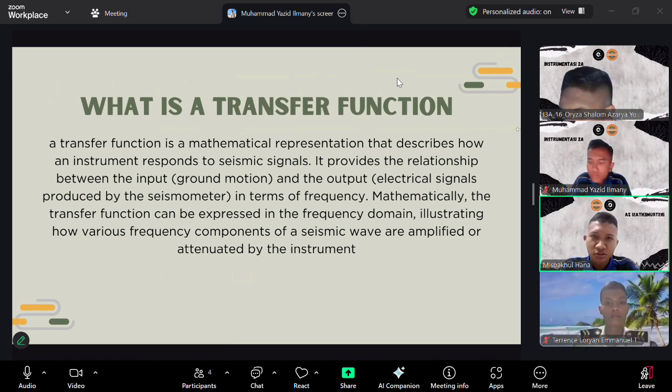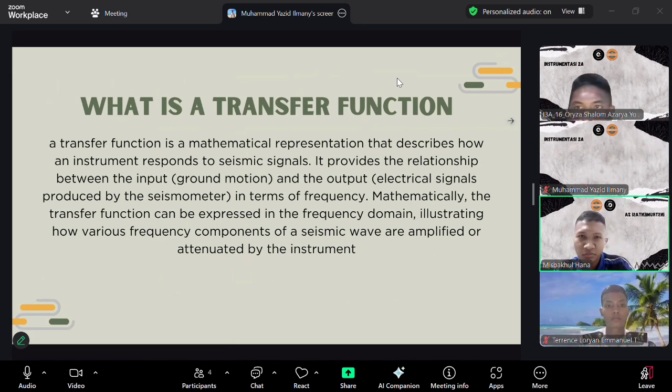What is a transfer function? A transfer function describes how a seismometer converts ground motion into an electrical output signal. It defines the relationship between input and output in the frequency domain and shows how different frequency components are amplified or attenuated by the instrument.